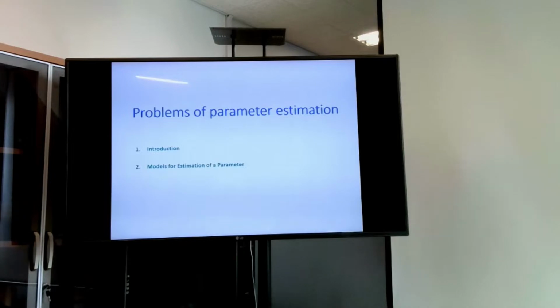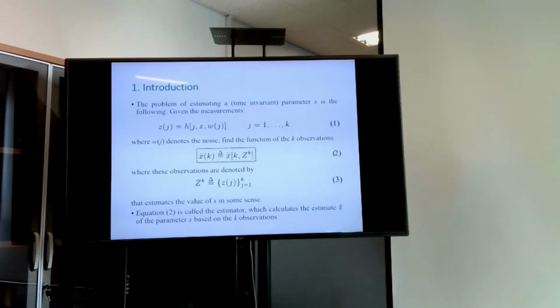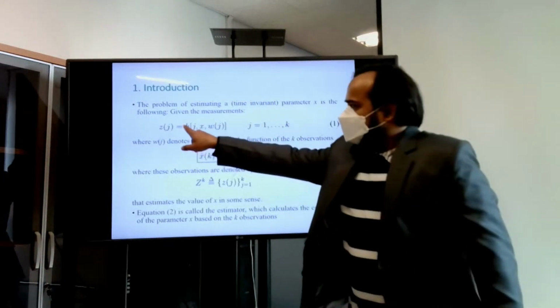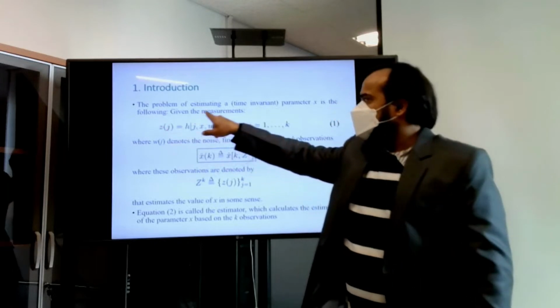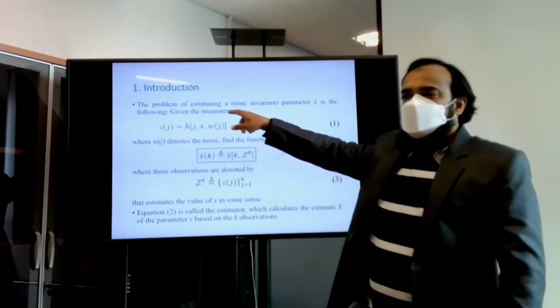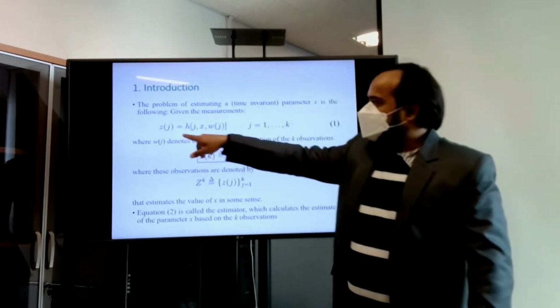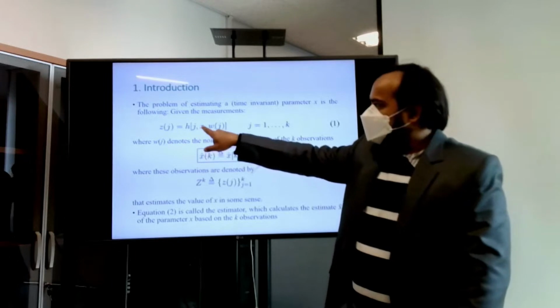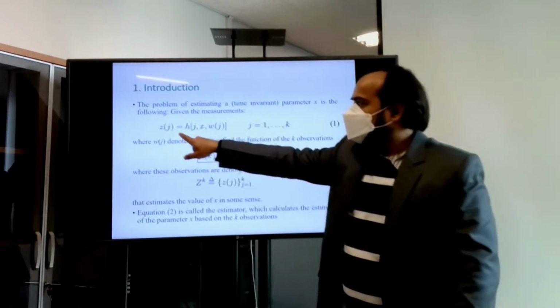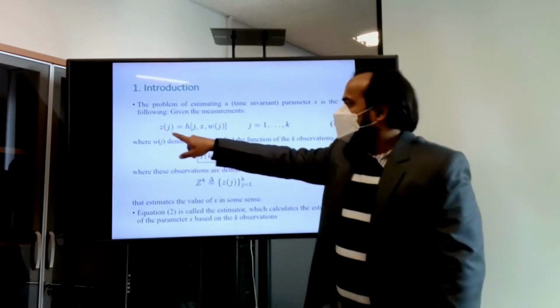So in the problem of estimation of a parameter, we will study the introduction and models for estimation of a parameter. The problem of estimating a time-invariant parameter x is the following. Suppose we are given the measurement set. This is any function h; you can replace it by any variable, this doesn't matter. So z is our measurement. This measurement z is given by the sensor. This is the sensor output, and x is our random parameter. We are estimating this random parameter x given the measurement z, and j is the number of measurements.